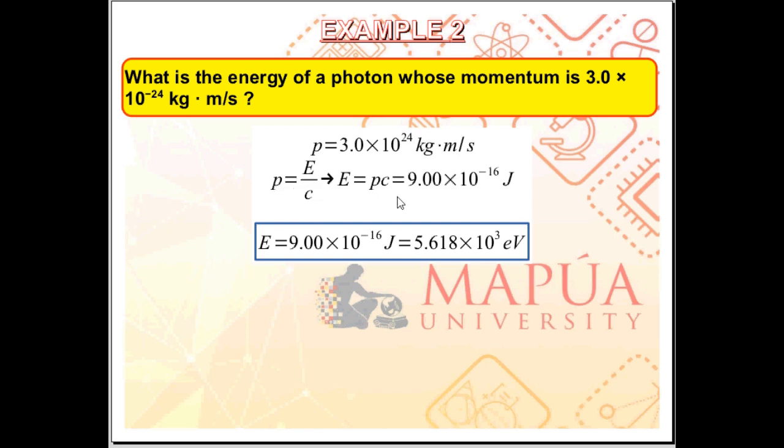Isolating E, E is equal to pc, knowing p is 3 times 10 to the negative 24 kilogram meters per second. pc will give you 9 times 10 to the negative 16 joules. E is equal to 9 times 10 to the negative 16 joules, or 5.618 times 10 to the third power electron volts. So again, slight correction: this should be times 10 to the negative 24.